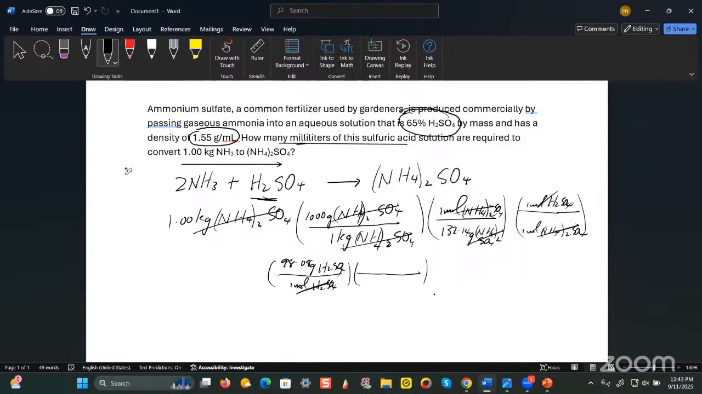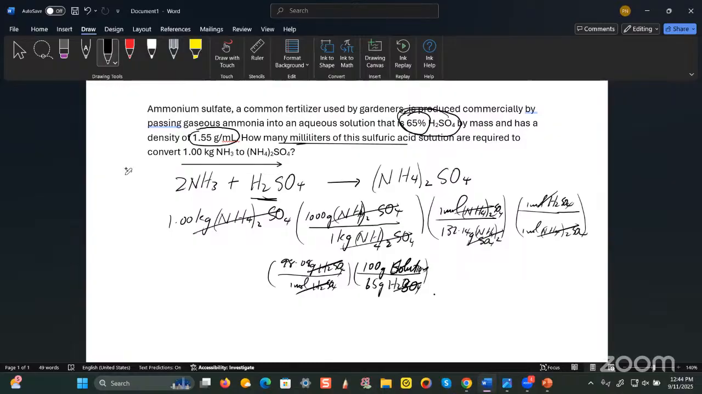And that is given by this number right here, because the 65% sulfuric acid means that for every 100 grams of the solution, 65 grams of it would be sulfuric acid. And the way we will represent that here is that we're going to put 65 grams of H2SO4 down here. And up here, I'm going to put 100 grams of the solution, sorry. All right. So that this will cancel out with that.